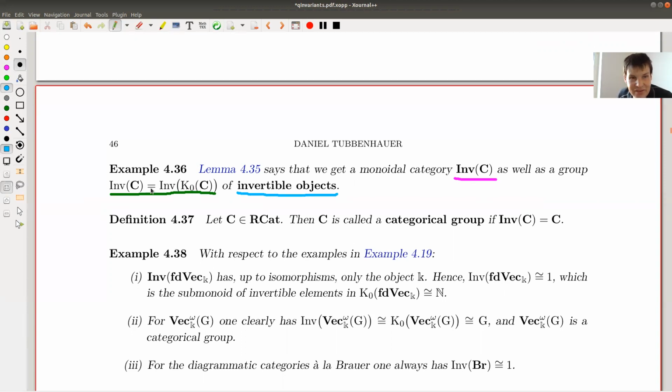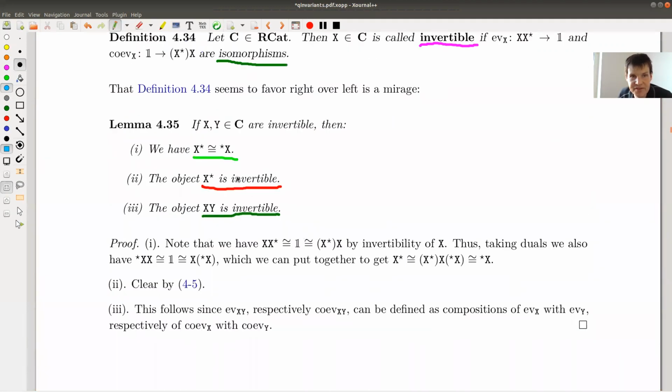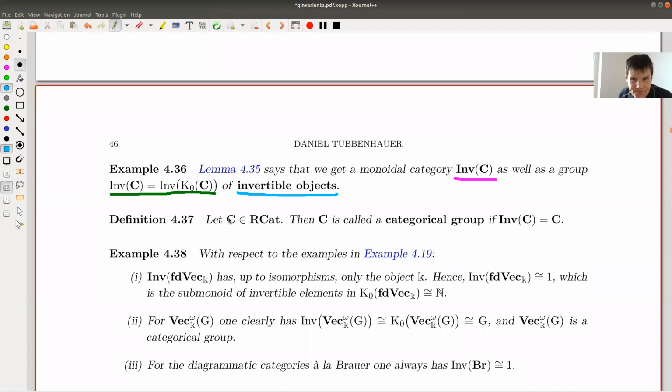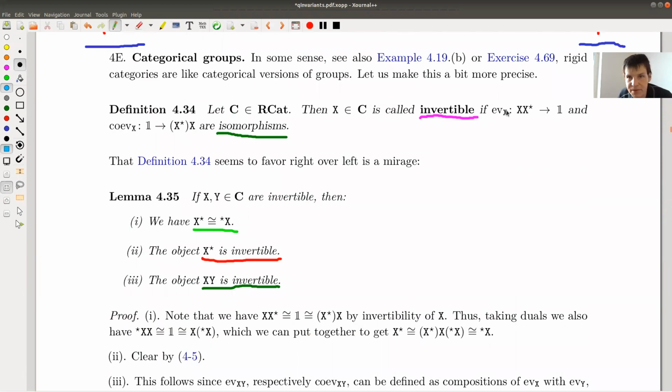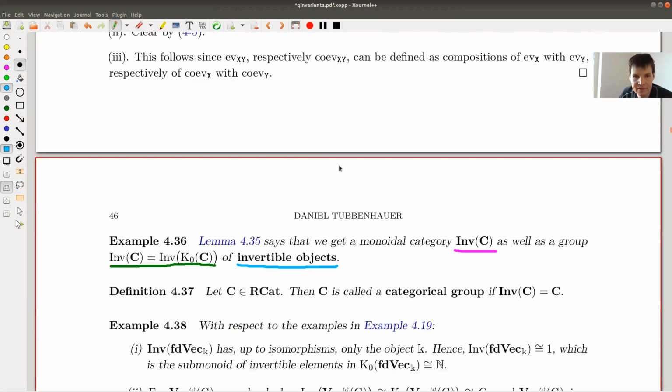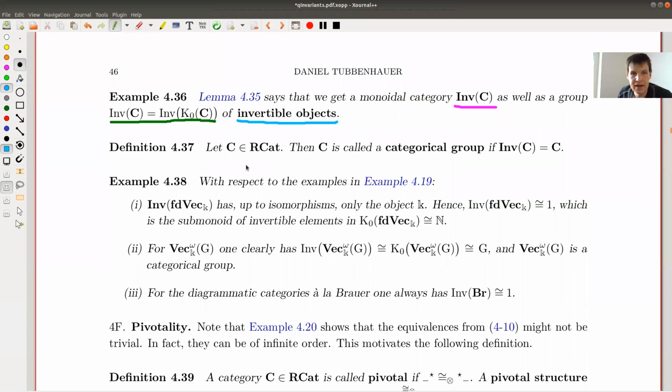Why is this actually now a group? Because those are isomorphisms, so X dual in the group really is X inverse. Right? And the terminology is then pretty straightforward. This always exists, and it's a categorical group if the invertible objects are just everything. And it's what you think it is.